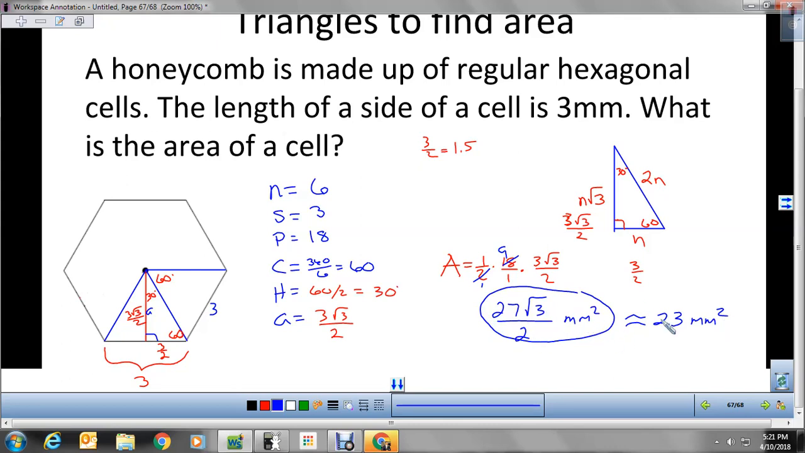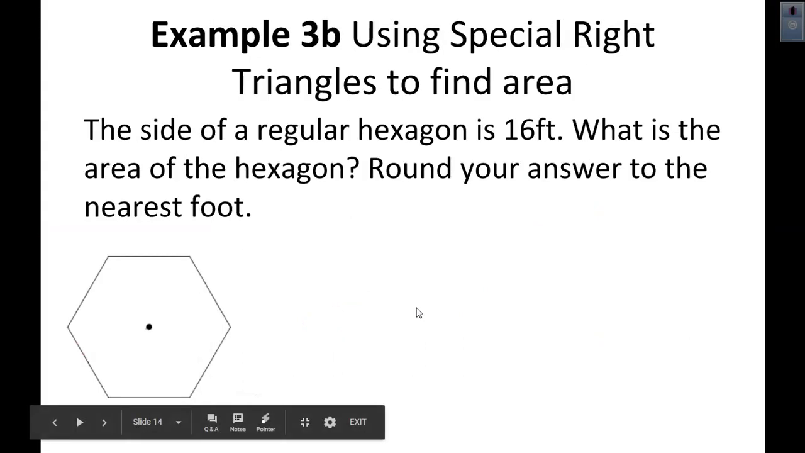So these two are both correct answers. If they ask for an exact answer in terms of radicals, using radicals as needed, this would be our answer. If it was just a whole number or any decimal, we'd round it off and this would be our answer. So now I want you guys to take a look at our next one, part B.